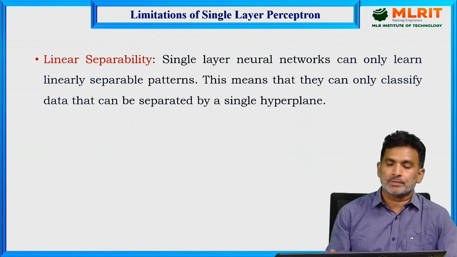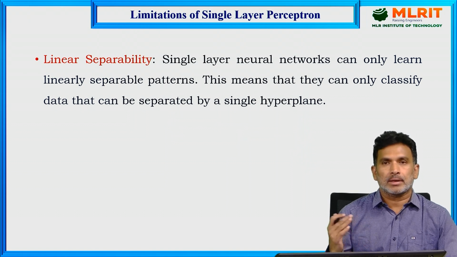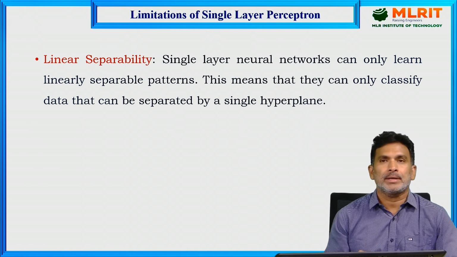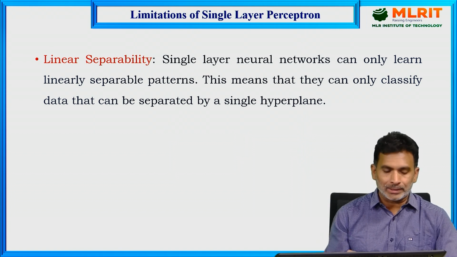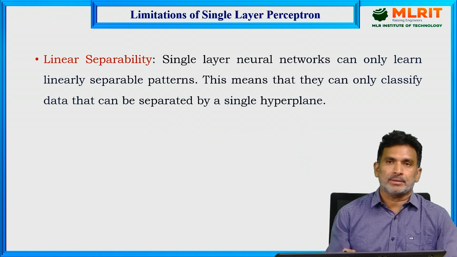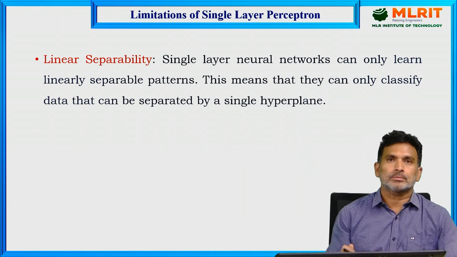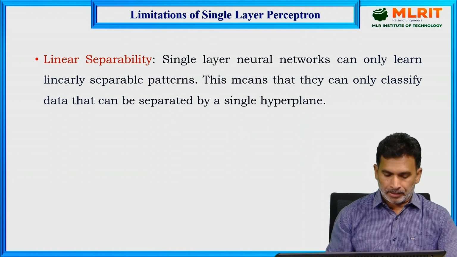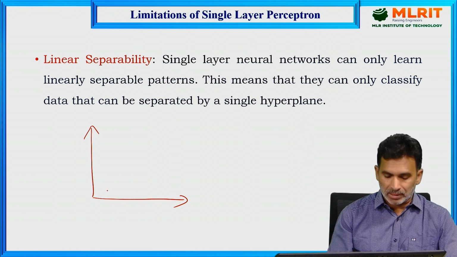And the limitations of the single layer perceptron: because single layer perceptrons have 1 input layer and 1 output layer, the main problem is linear separability. Linear separability means single layer neural networks can only learn linearly separable patterns, which can be separated with one single hyperplane. That means they can only classify data that can be separated by a single hyperplane. For example, if you take a data set which is plotted on a two-dimensional space.